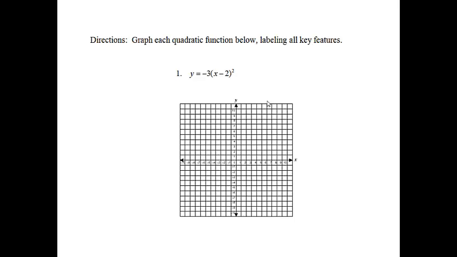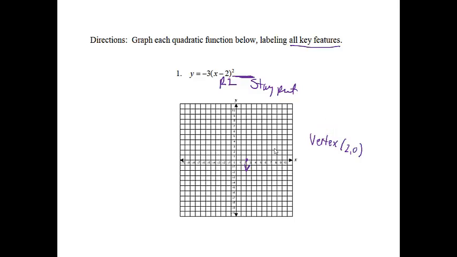graph it. So the first thing we're going to do is what's inside of the parentheses tells me if I'm going to go left or right, so we're going to go to the right 2. And then since there's nothing outside, we are going to stay put. So we're going to go to the right 2 and stay put, so that will be my vertex. And I'm going to write over here, because it did say to label all key features, I'm going to say that the vertex is (2, 0).